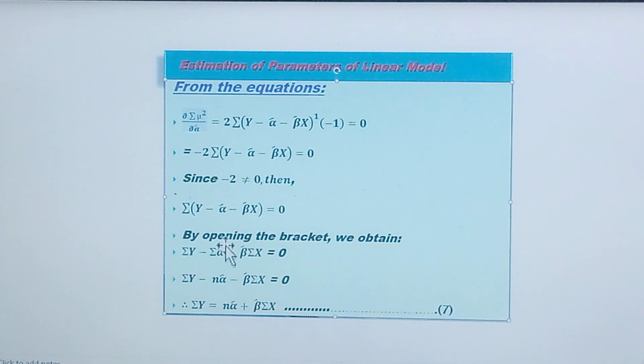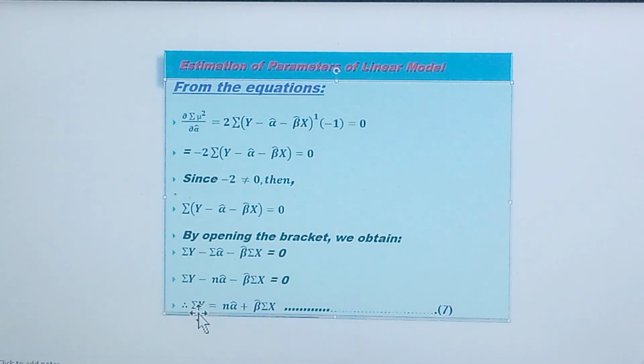So if we open this bracket, we are going to have summation y minus summation alpha cap minus summation beta cap x, which will give us beta cap summation x. When you are taking the summation of two quantities, one of them constant and the other variable, the principle of sigma notation is that the constant parameter will come to the back of the summation while the variable will be at the front. So that is why when we have summation of beta cap x, we now have beta cap summation x, not x summation beta cap. It is the constant term that comes to the back of the summation, and the variable at the front. So this is equal to 0.